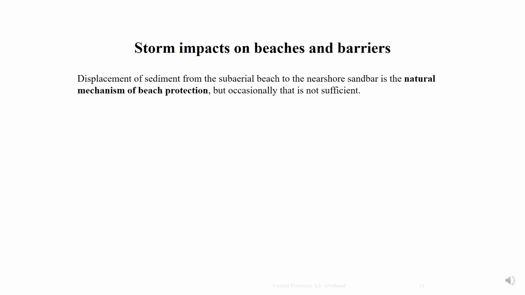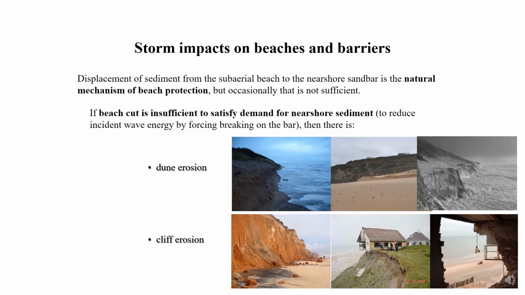It's taking sand from the beach, it's relocating it to the nearshore zone where the waves are actually starting to really hit the coastline. But occasionally that is not sufficient, and when that becomes no longer sufficient, this is when we get significant erosion. So if beach cut is insufficient to satisfy this demand for nearshore sediment, that would normally reduce incident wave energy and force the wave breaking on the bar. But when that is overridden and no longer sufficient, then we get dune erosion or cliff erosion.